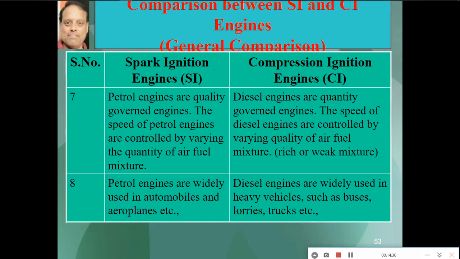The quality of the engine, when we compare, governed engine means they can be put into a safe range of RPM. The speed of the engine is controlled by varying the quality of the air fuel mixture in the case of compression ignition engine. The throttle valve can be very easily controlled by a setup called the governor in case of petrol engine.